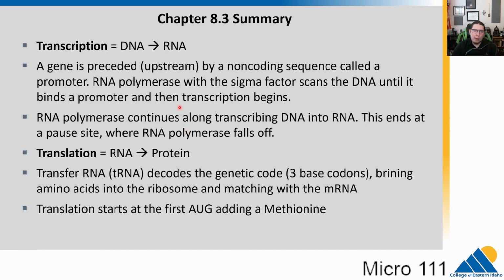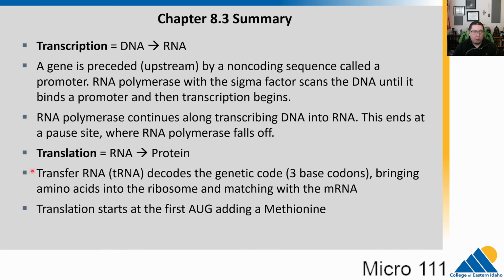Okay, so there's a lot in there. This is gene expression, right? Transcription is the first part. That's converting DNA into RNA. That's transcription. So in front of a gene is a sequence called a promoter. The RNA polymerase with its sigma factor scans along until it finds it and binds to the promoter, and then transcription occurs. The RNA polymerase continues transcribing DNA into RNA until it reaches this pause site where RNA polymerase falls off. We then have our mRNA that goes out and finds a ribosome, which translates the RNA into protein.